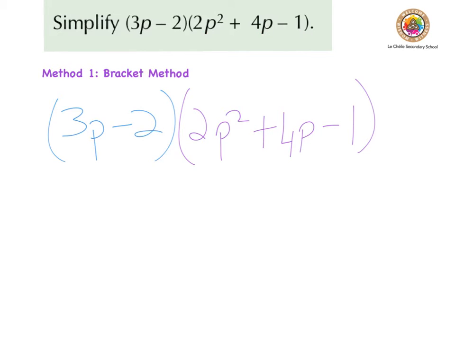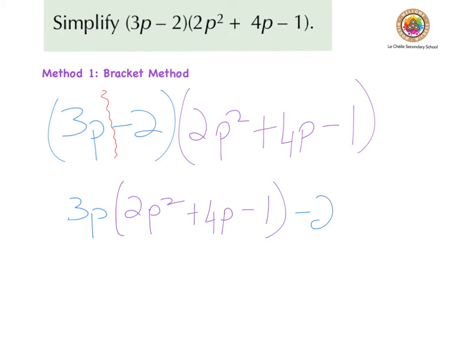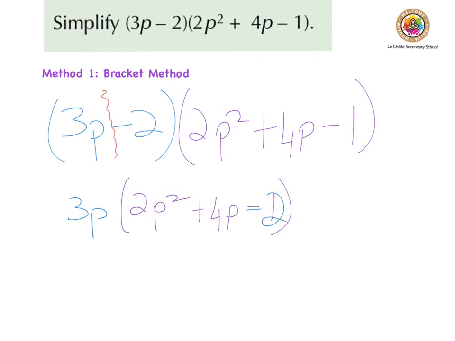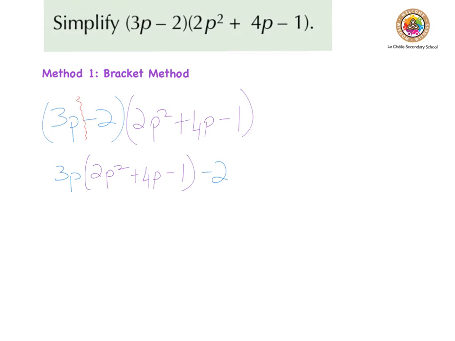So the first thing that I'm going to do, I'm going to split that first bracket. And I know from before, when I've just worked with two terms in a bracket, that both those terms have to be multiplied by everything in the second bracket. So here I will have 3p bracket the 2p squared plus 4p minus 1. I'm going to close that bracket, and then I'm going to go back and look here at my second term in that first bracket, my minus 2, and again I'm going to multiply that by everything in the second bracket. So here I have my 2p squared plus 4p minus 1.